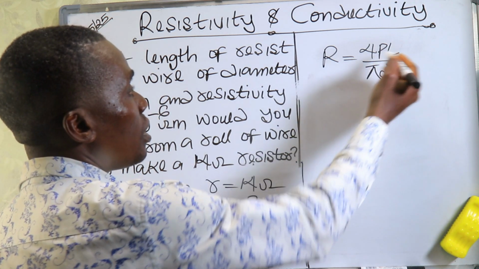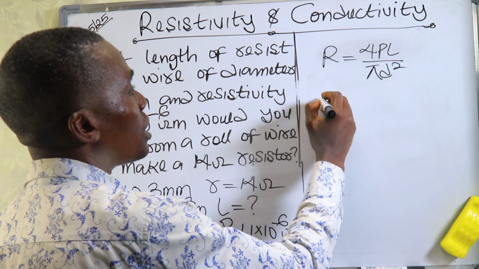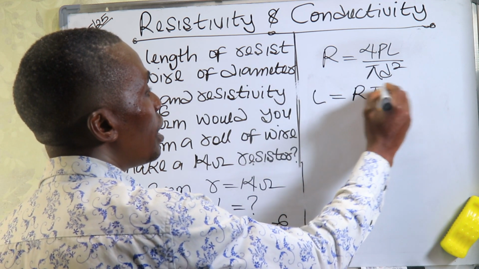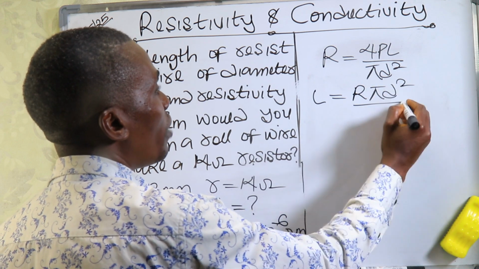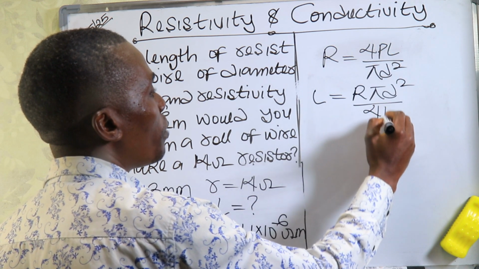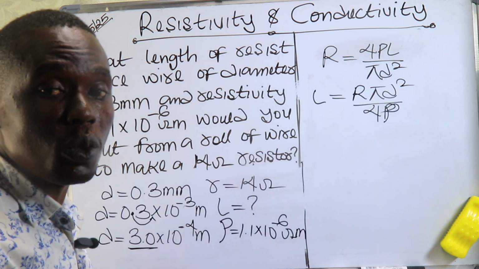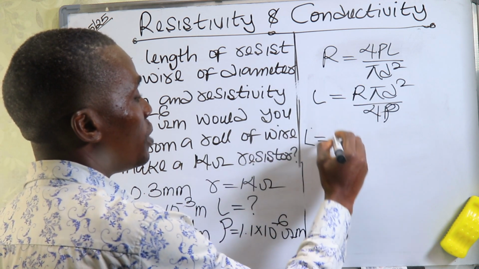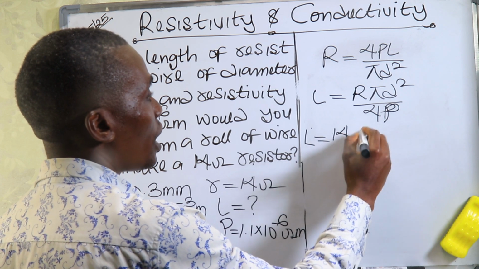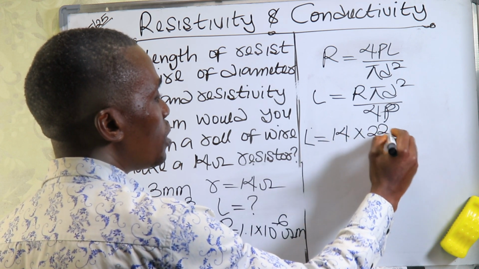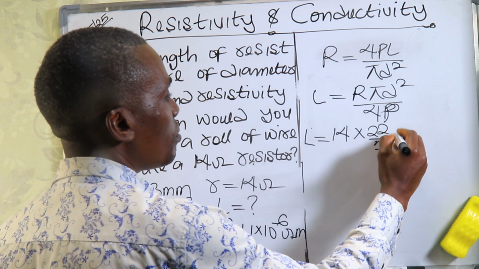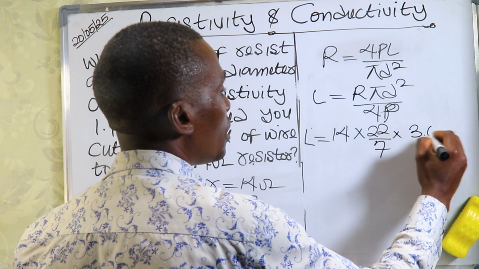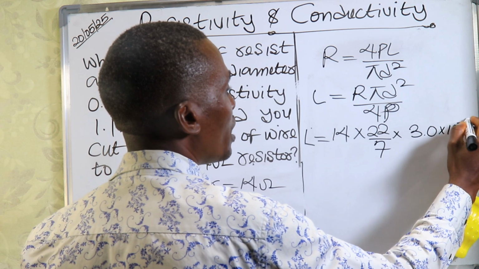So if we make L the subject of the formula, we will get L equal to R pi d square divided by 4 rho. So what will we do now to find what L is? Our L will be equal to the resistance, 14, times pi, 22 divided by 7, times the diameter, which we get as 3.0 times 10 to the power of minus 6.